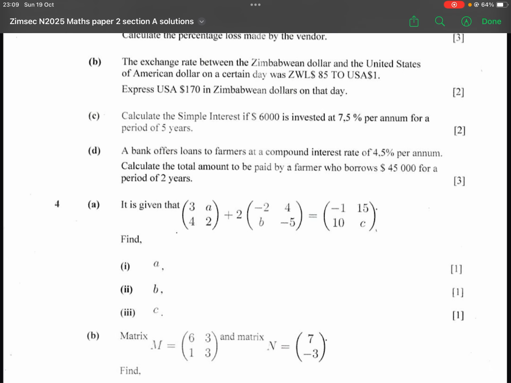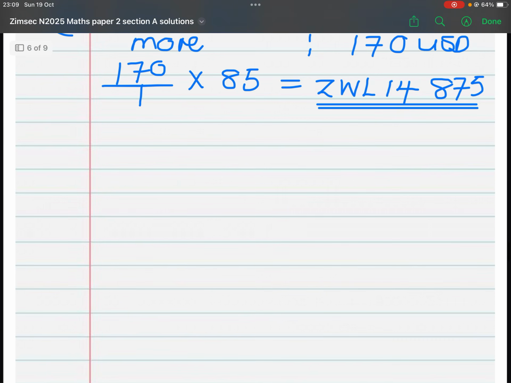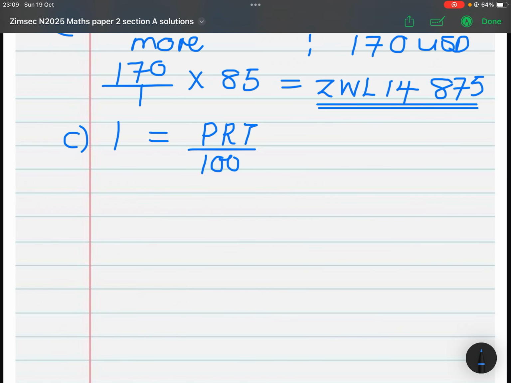On part C of the question, it is reading, calculate the simple interest if 6,000 is invested at 7.5% per annum for a period of 5 years. So this one is simple interest. You need to know the formula for simple interest. So this is now part C. We say interest is equal to principal times rate times time all over 100.